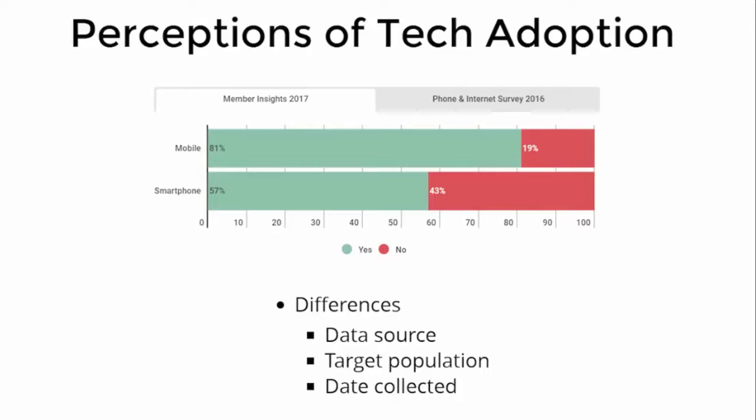So the average expected for mobile phones was 81%. They believe that 81% of the people that they support have mobile phones of some kind, and that 57% on average have smartphones.